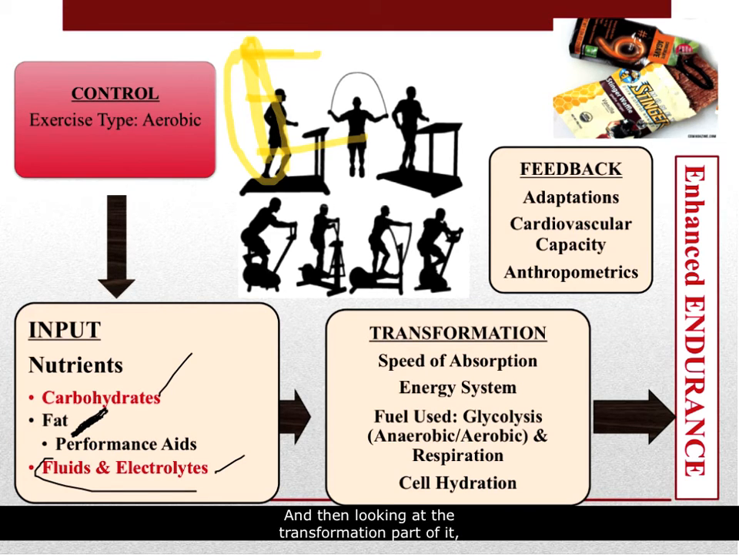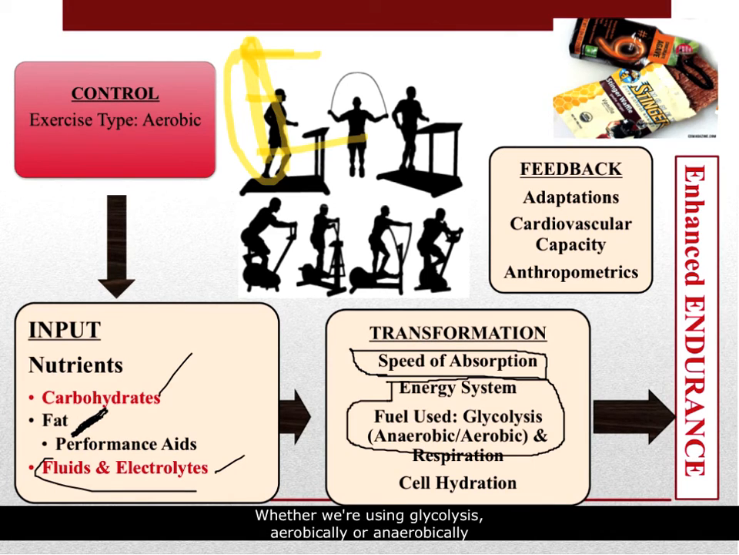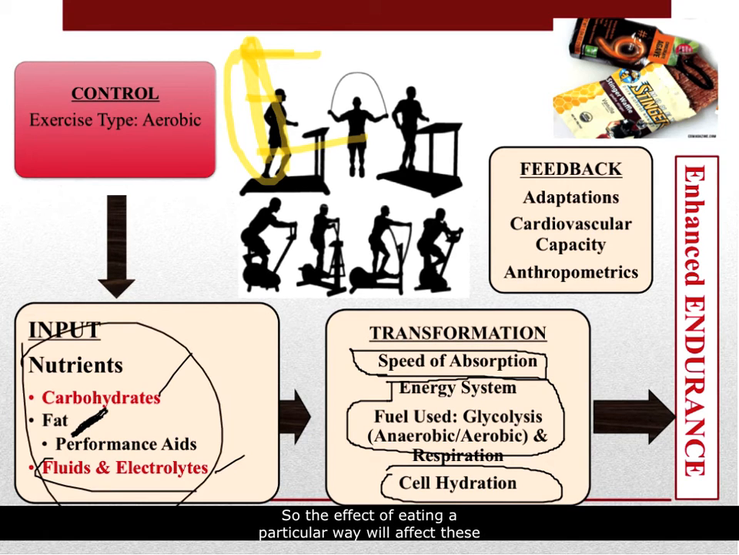And then looking at the transformation part of this, speed of absorption, we did talk about this, believe it or not, because we talked about fiber and we talked about glycemic index. We also talked here about energy system use, whether we're using glycolysis aerobically or anaerobically, and respiration. And then cell hydration, we just talked about the importance of that for exercise also. So eating a particular way will affect these transformation systems in a beneficial way so that you have enhanced endurance. And how that will be expressed is by adaptation.